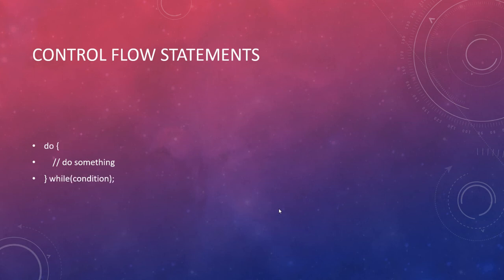The next control statement is the do while. The do while loop is similar to the while loop, except that it doesn't evaluate the condition for the first time. However, the condition is evaluated for the subsequent iterations, which means the code block will execute at least once in the do while loop.